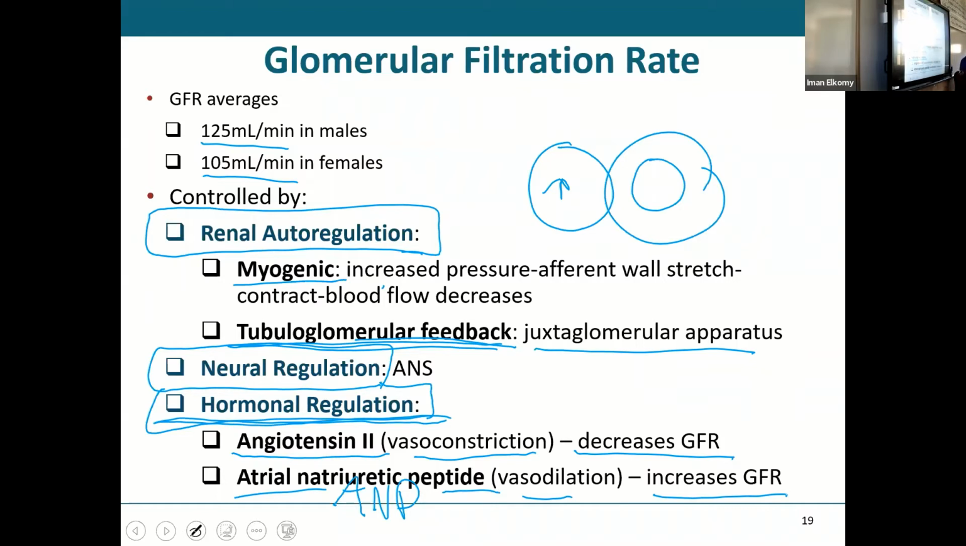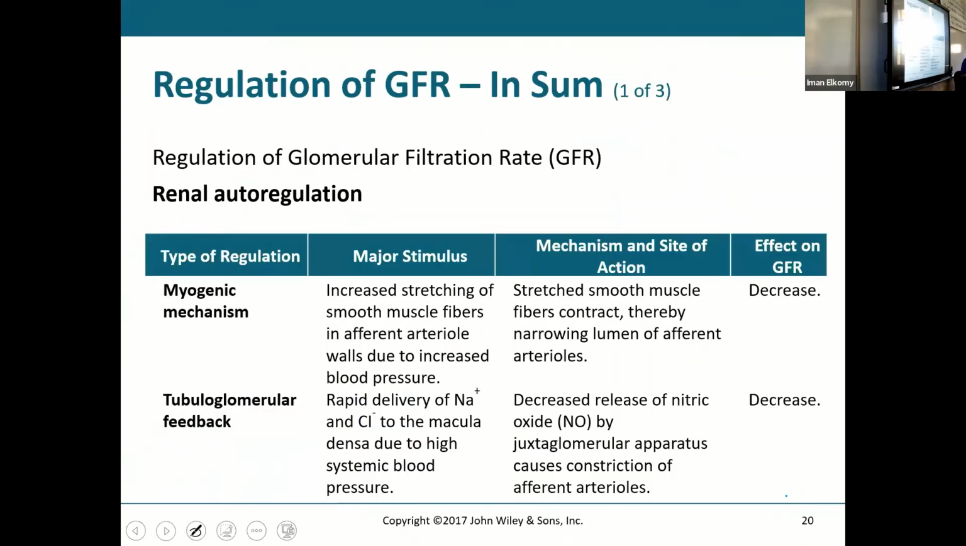Are we okay with the glomerular filtration rate? We're not asking any questions today, are we? Okay. Yes, Erica, you have something on the tip of your tongue. Oh, sorry.